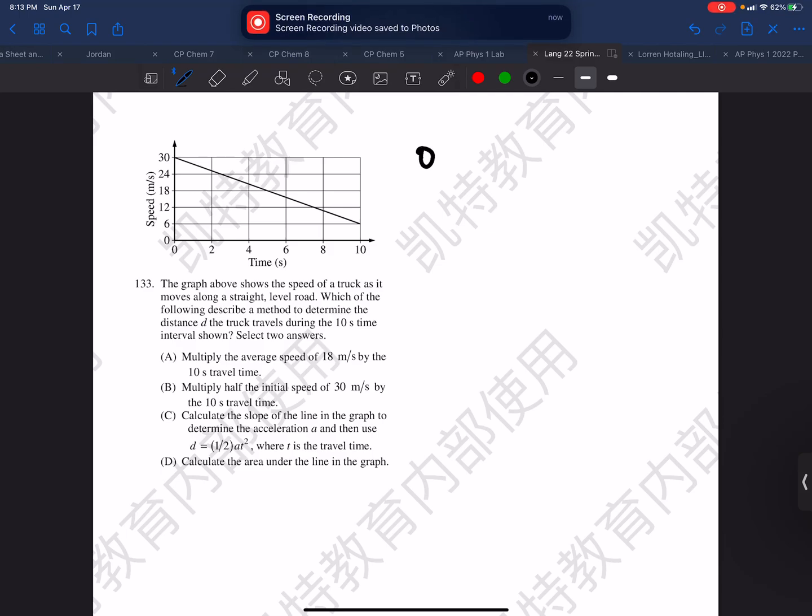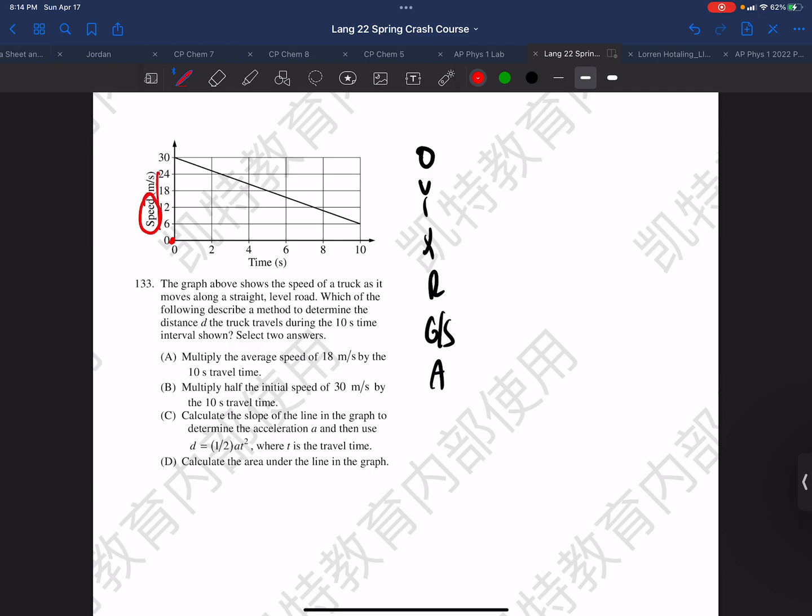So we have a graph here. First thing we're going to do is analyze it. So our origin, this is definitely the origin, 0, 0. Y-axis is speed. Note it's speed, not velocity. X-axis is time in seconds. So anything about speed or time will simply be read off the graph.